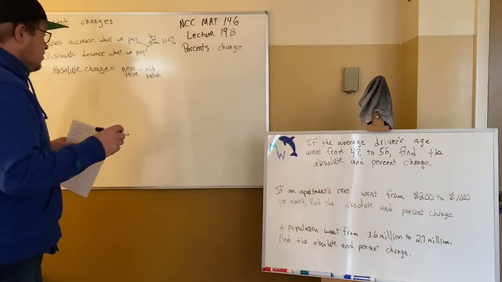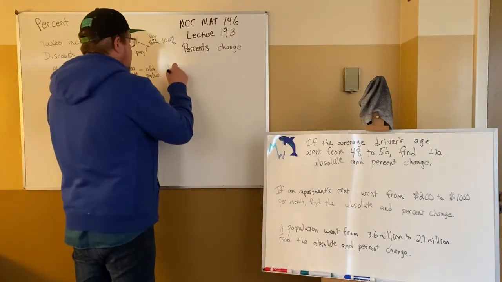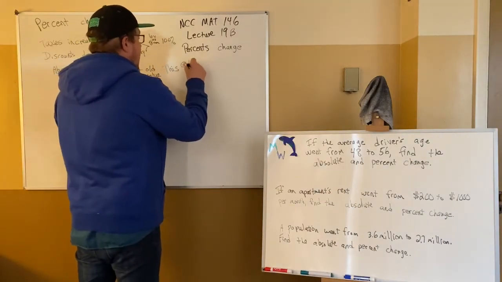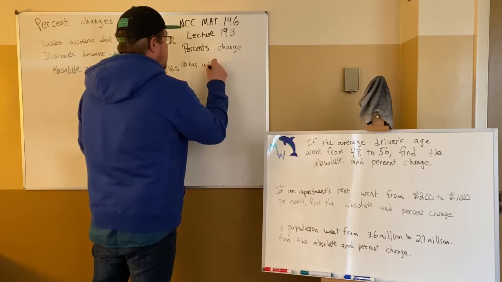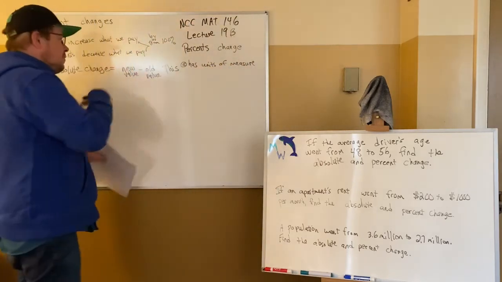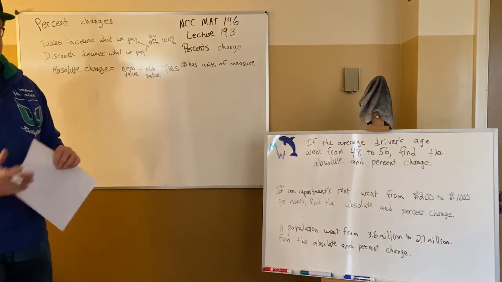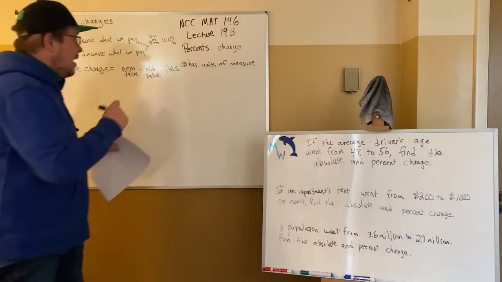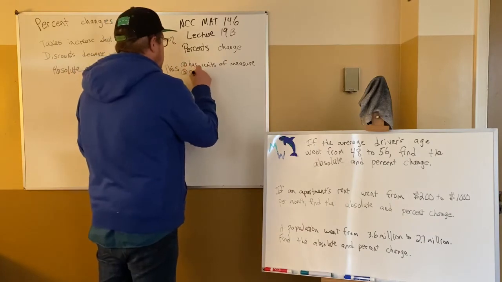So this has units of measure. Two big features about it. A, it has units of measure. So if they're measuring something in feet, the absolute change will be in feet. If they're measuring it in dollars, it'll be in dollars. That will stick around. And this value can be negative.